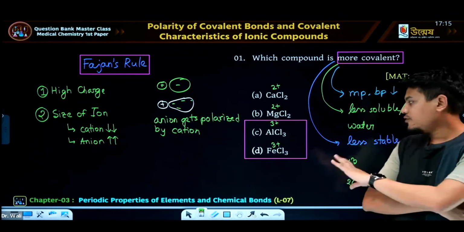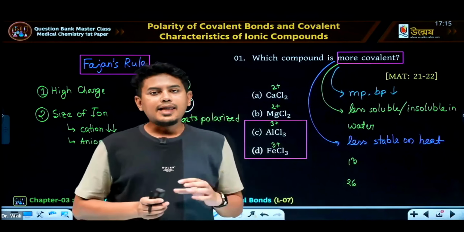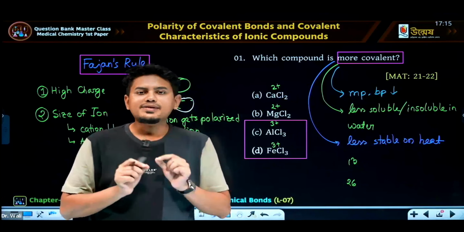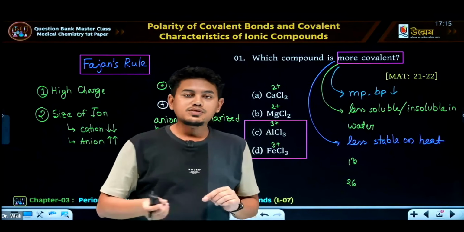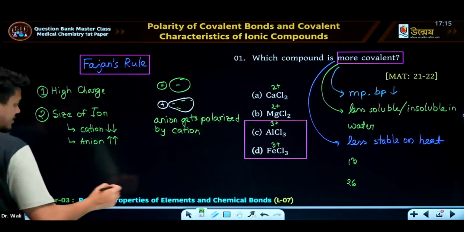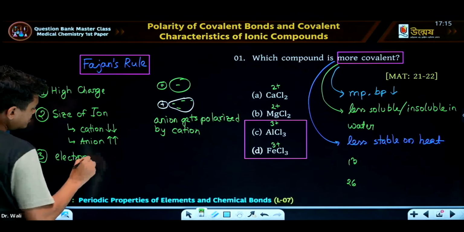Aluminium has the smaller size, so aluminium has more potential to polarize the chlorine atom. In terms of size, though these sizes are very close to each other, I must say aluminium is smaller than iron. But this difference does not matter much here. Here, another condition which is more important according to Fajans rule comes in hand. That condition tells us that you have to look at electrons in the d orbital.